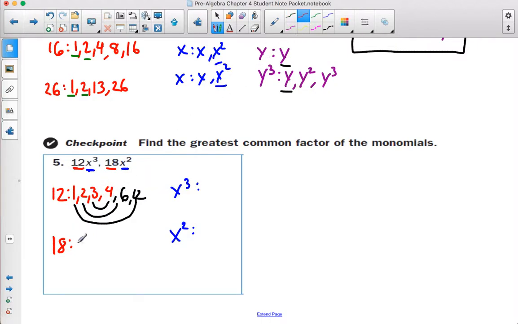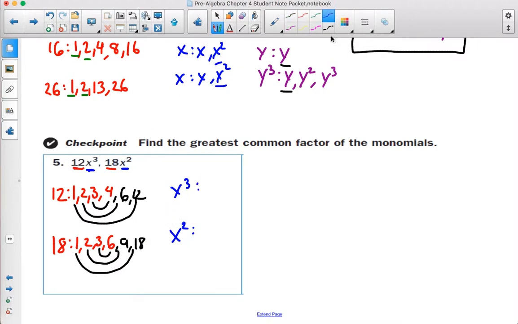18. Its factors are 1 and 2 goes in there, and 3 goes in there, and 4 doesn't, 5 doesn't, 6 does though, and 3 and 6 are partners. They're the factors that make 18, so now I just need to partner off 2. 2's partner is 9, because 2 times 9 is 18, and 1's partner is 18. So there's all the factors of 12 and 18.